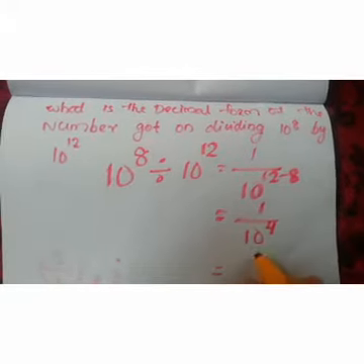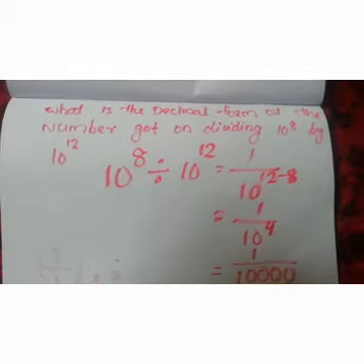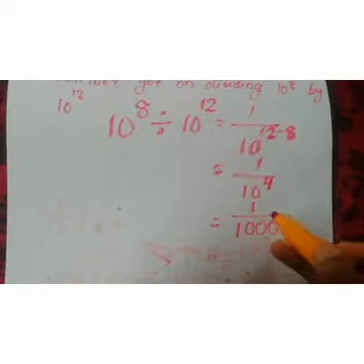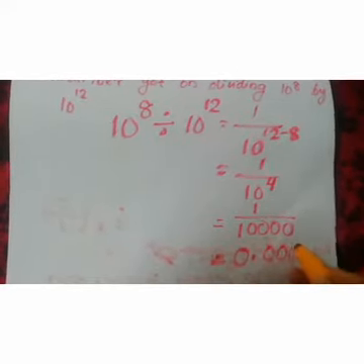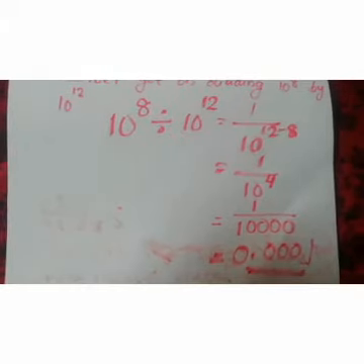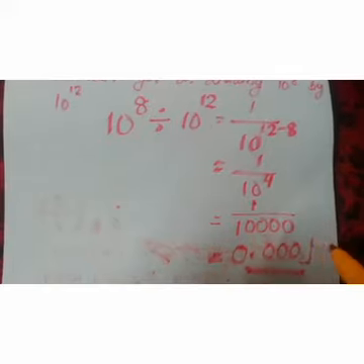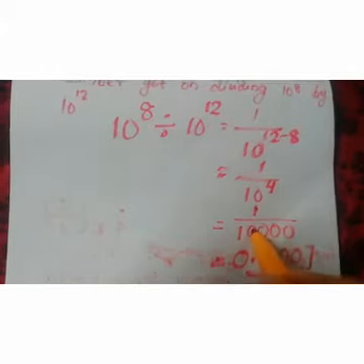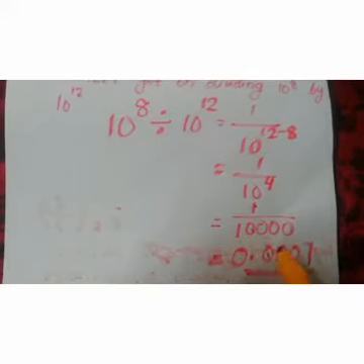Then 1 by 10 raised to 4 means 1 with 4 zeros. When we divide 1 by 10 raised to 4, we get 0.0001 as our answer, because in our numerator it is 1. So the answer should contain 1. Then 4 decimal places, 1, 2, 3, 4, that the answer contains.